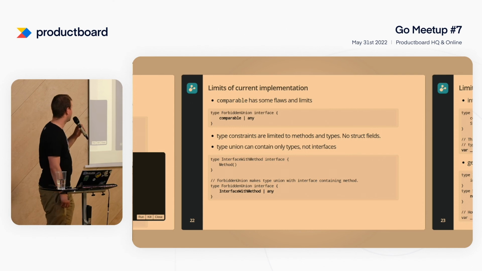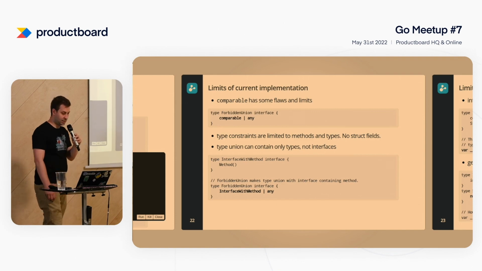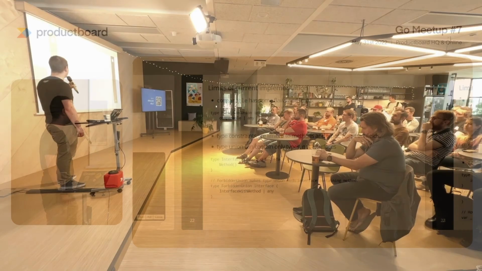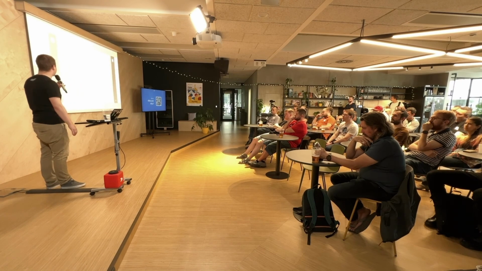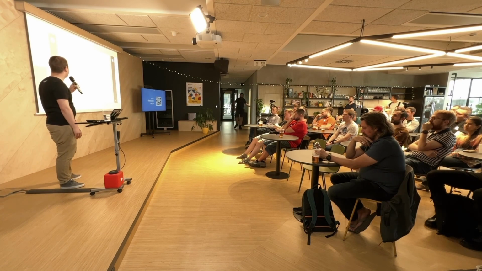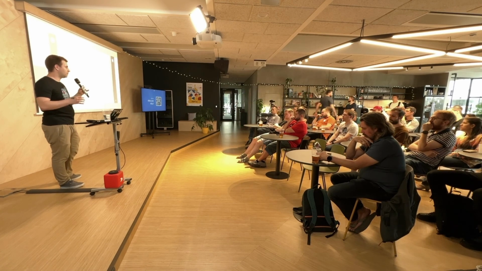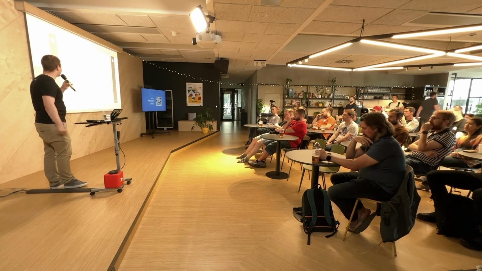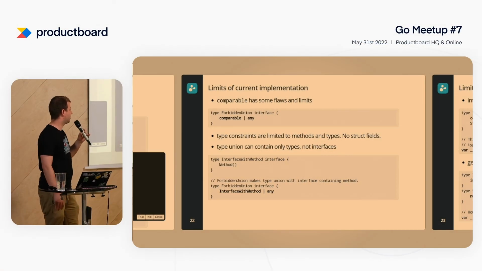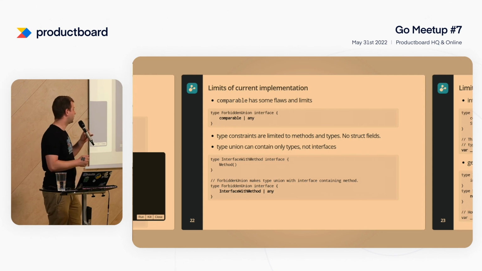And okay, yeah. Also, what's sad is that generics can't be based on struct fields. So let's say we want to make a generic function which takes a struct which has a field, let's say name of type string. So what you have to do is again expose the field through some method.